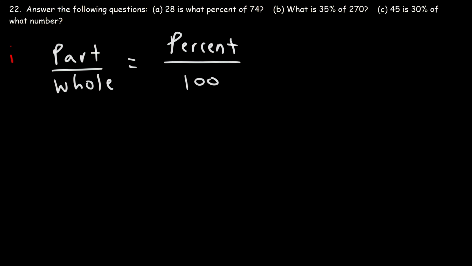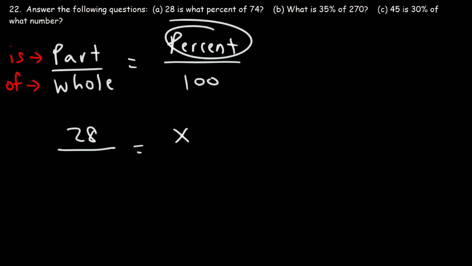Now, the number that is associated with the word is is the part. The number associated with the word of is the whole. So 28 is, therefore 28 is the part. 28 is what percent? So we wish to calculate this, the percentage. So let's put an X there. 28 is what percent of 74? So 74 is the whole.